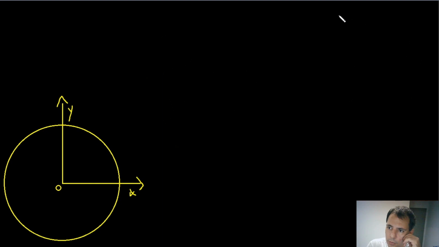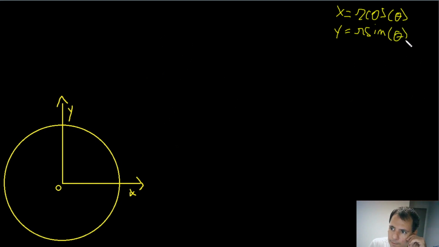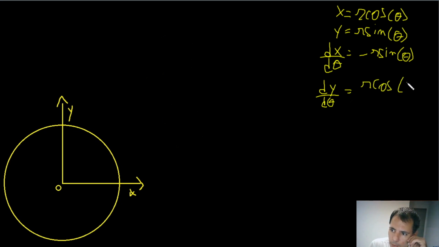So here we go. Since we're going to have to be working with theta, we got x equals r cosine of theta, and y equals r sine of theta, and dx/d theta equals minus r sine of theta, dy/d theta equals r cosine of theta.